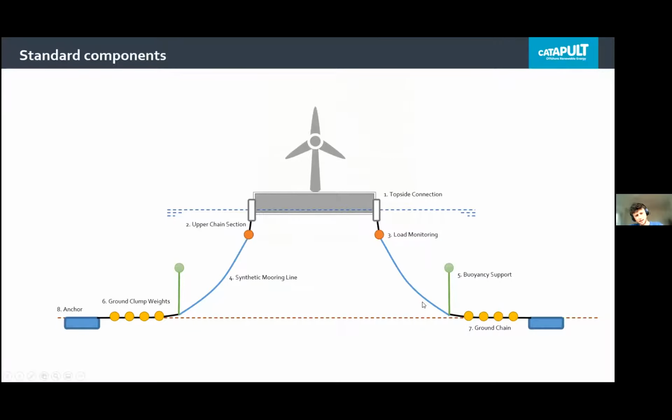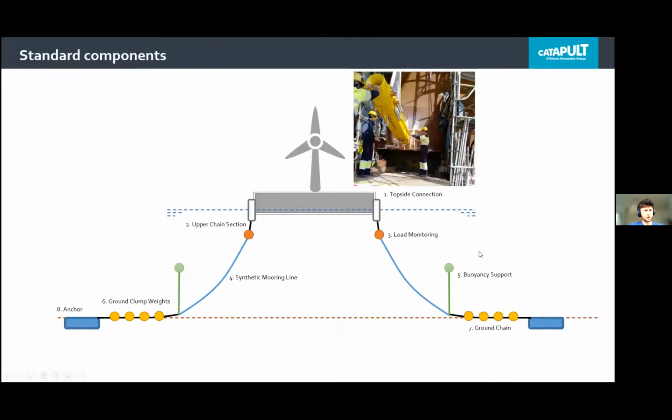So some of the standard components you see on a floating wind farm mooring system, this is just an example, and there are many more different types of components and different things that can be added on to your mooring system. The first is the topside connection. Obviously, you're going to have to attach your mooring lines to your platform in some way. With these new systems, we're seeing what we call quick connect systems, which offer the ability to quickly connect a turbine to its mooring and then disconnect them.